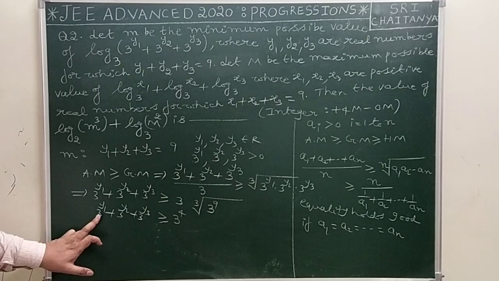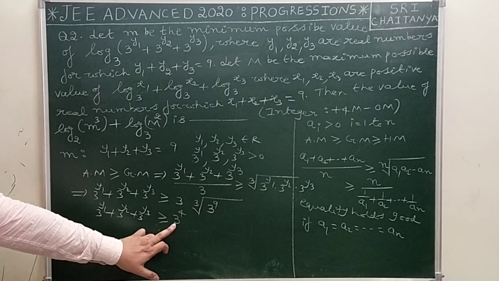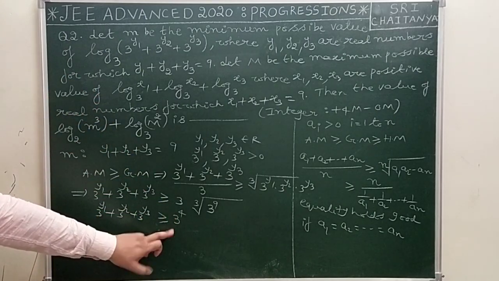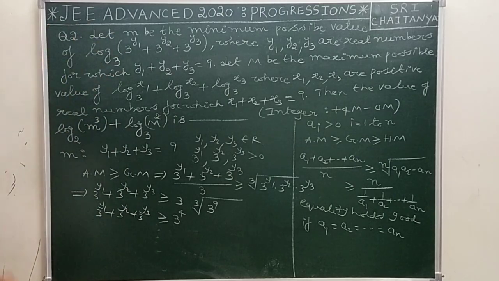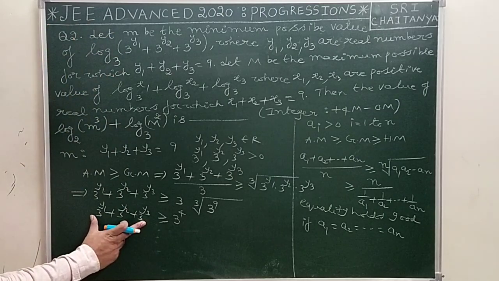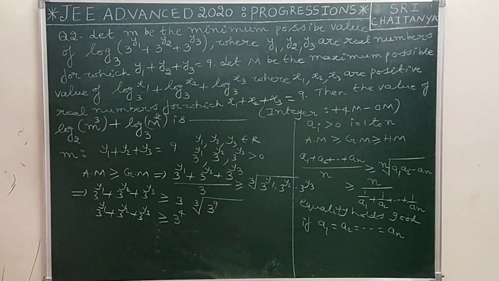Now look at here, the minimum value of this is what? 3^4. But he is not asking for the minimum value of this, he is asking for the logarithm of that. If you look at here, this is greater than or equal to 3^4, and log to the base 3 is there. Now you know that log x to the base 3 is an increasing function.